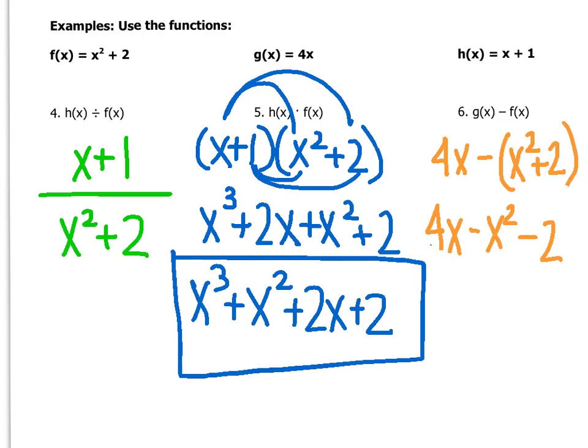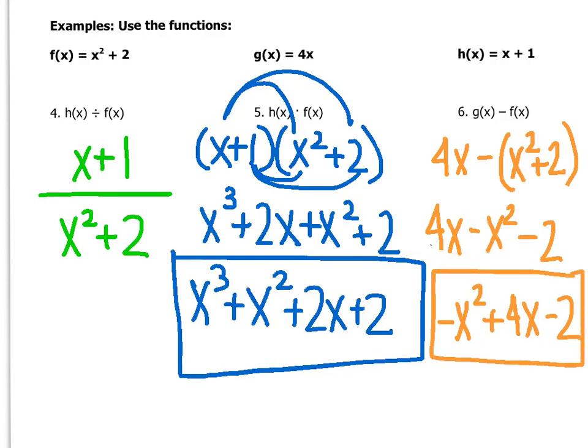Could somebody rewrite that, though, in standard form for me? Somebody want to try that for me? Maggie? X squared minus 4x. Oh, wait, plus 4x? Okay. Minus 2. Almost perfect. Check out your x squared. What are we missing from x squared? Oh, negative. Negative, yes. Always take the sign in front of it. So that would be the standard form.